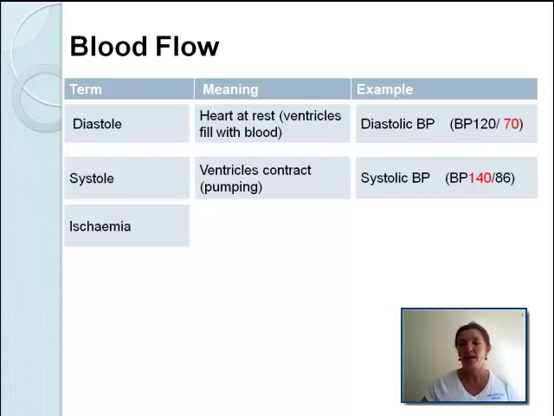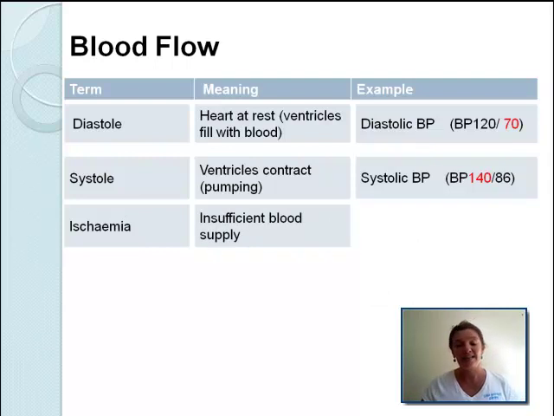Ischemia, insufficient blood supply. A classic type of ischemia is angina. Angina creates a suffocating chest pain because of a lack of blood supply to the heart. The abbreviation for ischemic heart disease is IHD, and angina is a type of ischemic heart disease.